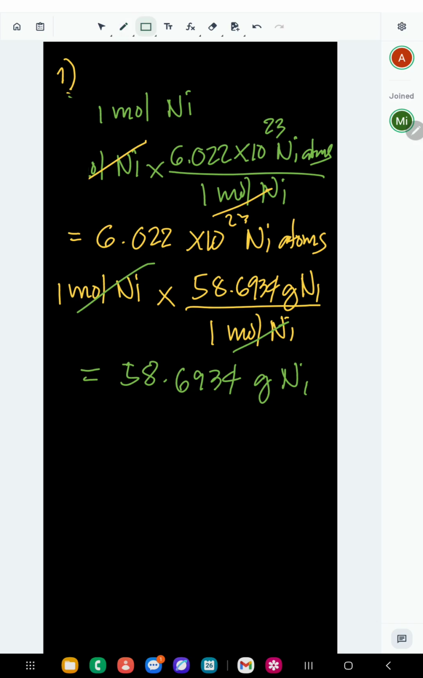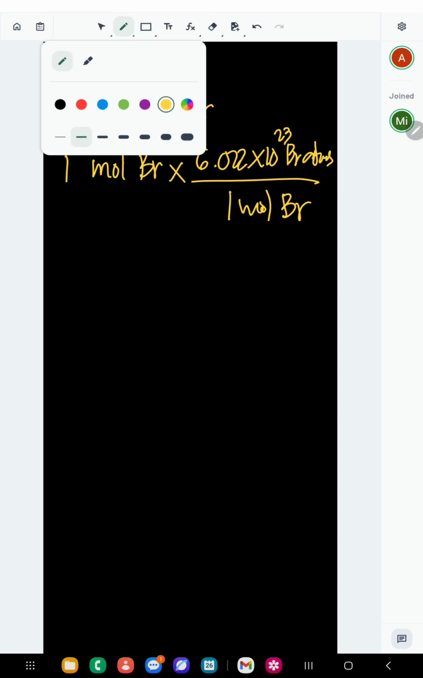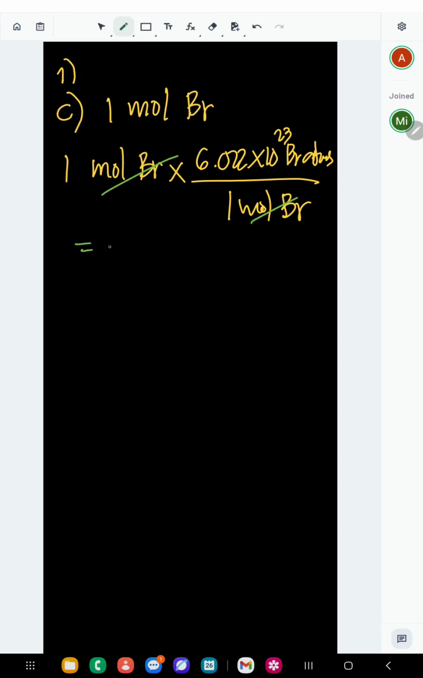Okay, and then for letter C, no questions in that. Letter C, 1 mole bromine. So the same, 1 mole bromine times 6.022 times 10 to the 23rd bromine atoms per 1 mole bromine. So this is just equal to 6.022 times 10 to the 23rd bromine atoms.